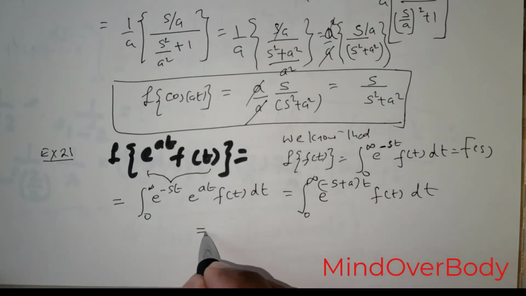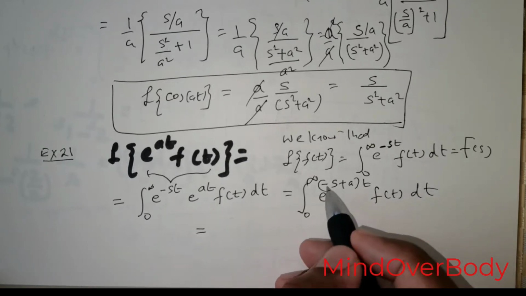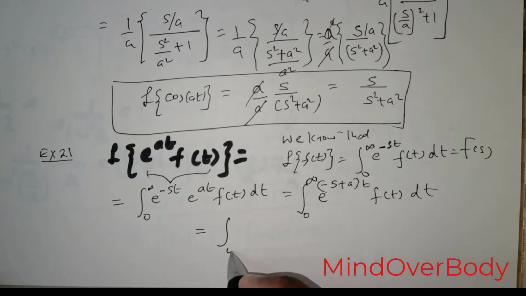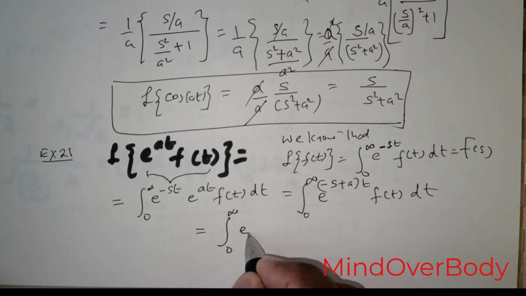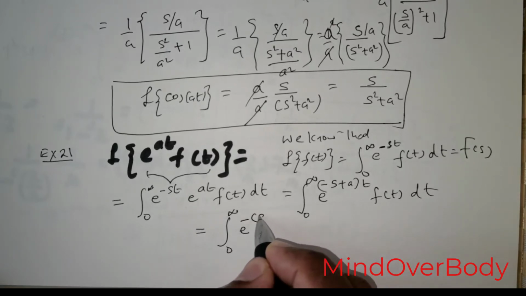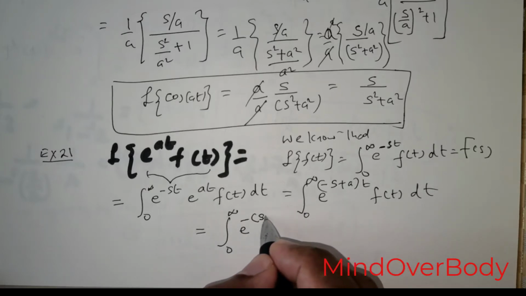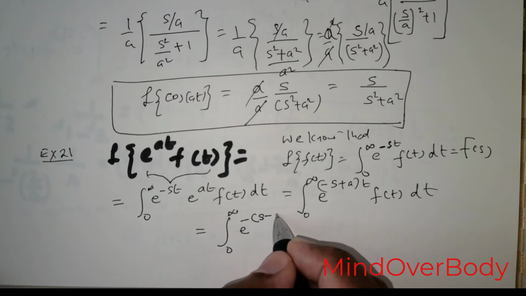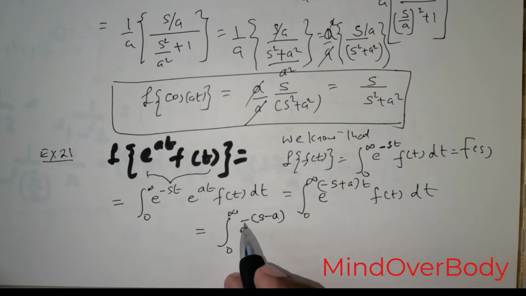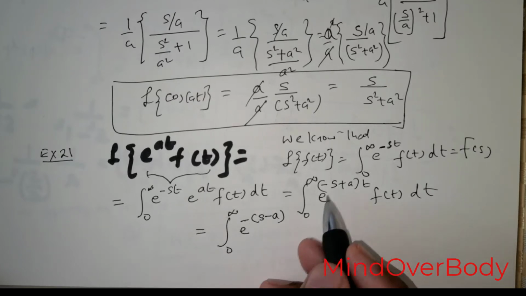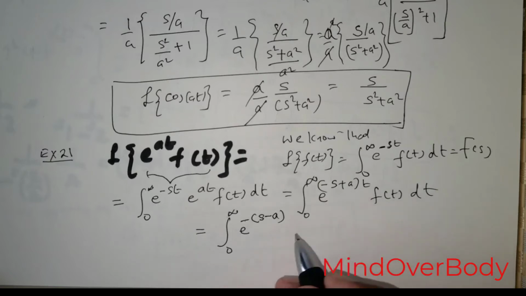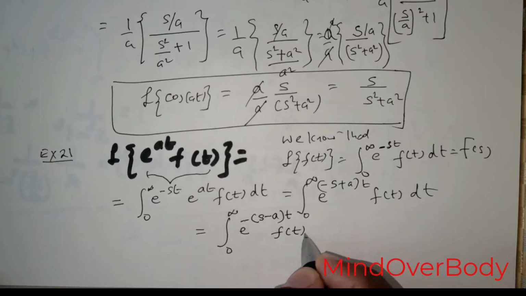Now just observe here, I've got a negative sign before s. So what I would do is take the negative sign out. So this is going to be the integral from 0 to infinity of e raised to the power negative of s, and when I take the negative sign out, I would get negative a here, because negative times s gives negative s, and negative times negative a gives positive a, times t times f of t dt.